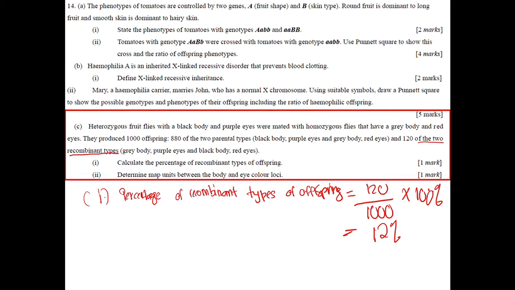Okay, and then the second question, determine map units between the body and the eye color loci. So maksudnya dia suruh cari distance between the two genes. Okay, so since you have calculate the COV di sini, so ni basically COV lah. Okay, kita guna formula yang sama juga. So by convention, so 12% here, so that is also 12 map unit ataupun centimorgan.